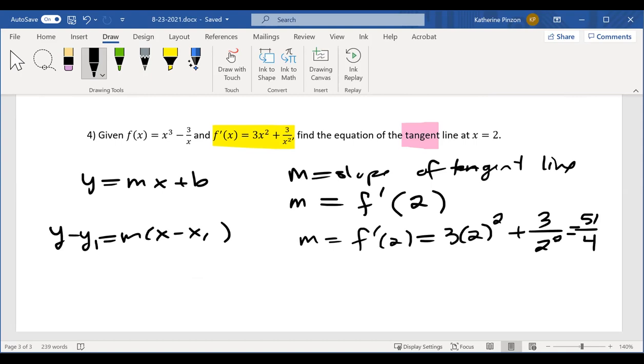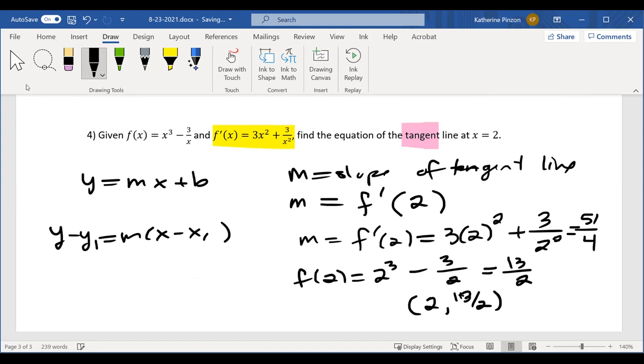Let's plug the x value into the original function, right? If you plug the x value into the original function, then you get the y value that corresponds to that. So I'm going to plug the x into the original function, and f of 2 is going to be 2 cubed minus 3 over 2. 8 minus 3 halves, 13 halves. So that tells me that my point is 2 comma 13 halves. And my slope is 51 over 4.